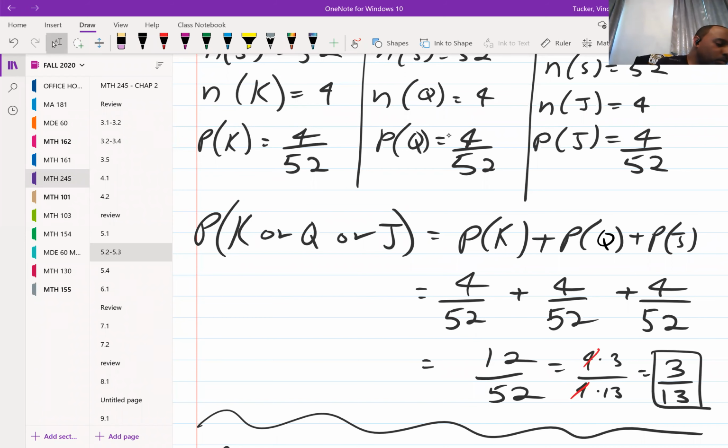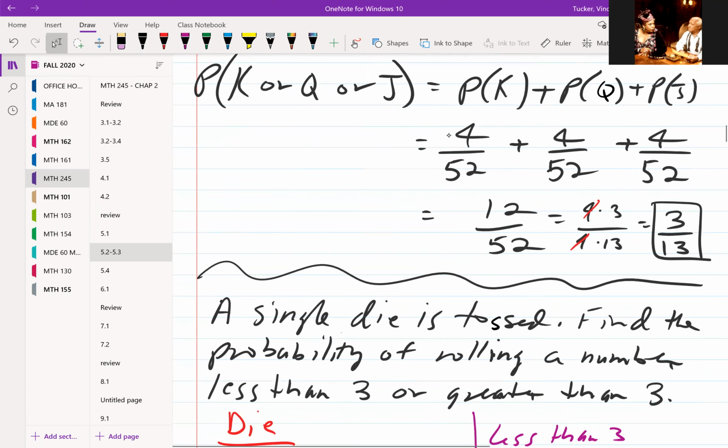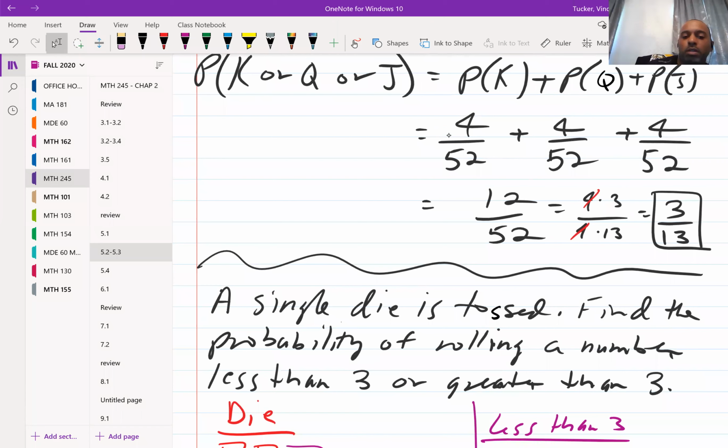All right, scroll up. All right, next one: a single die is tossed. Find the probability of rolling a number less than 3 or greater than 3.